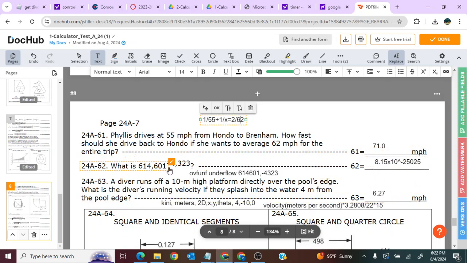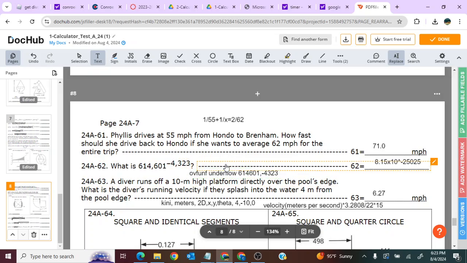62, what is this underflow problem right here? Like all 62s, you'll use our OFUNC-F program. So you use underflow, you use the base, and then you type in the exponent right here, and you'll get 8.15 times 10 to the power of negative 25025.